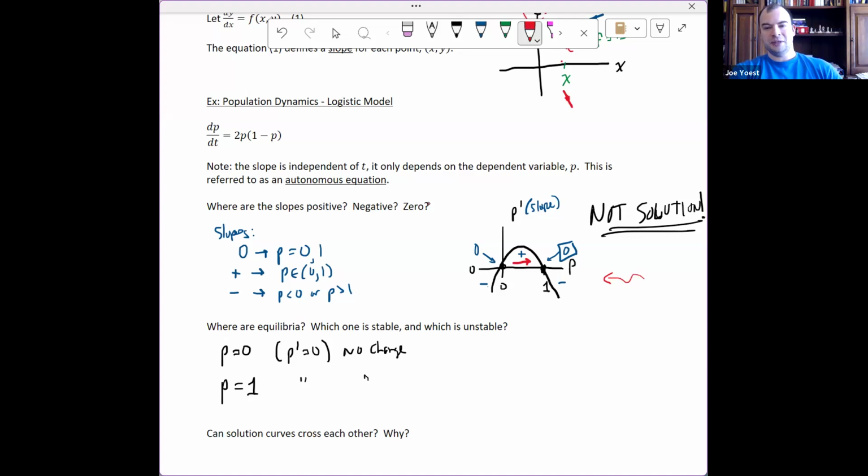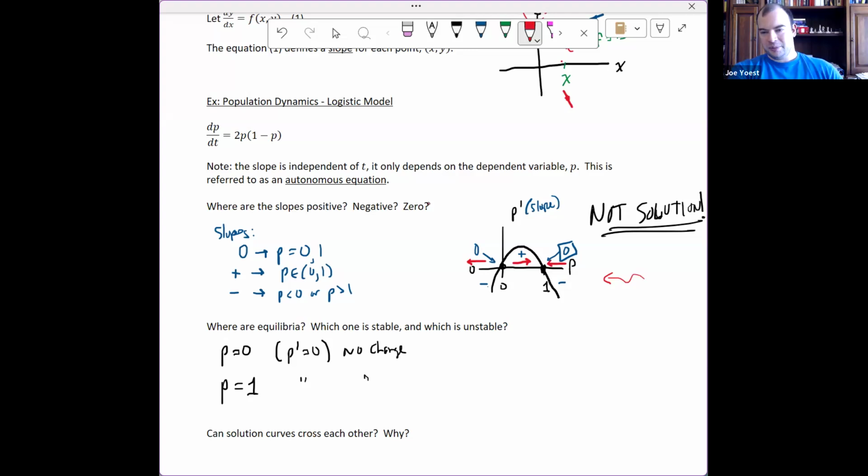We could have negative p, and it will be heading in the negative direction. So if p was at like negative a half, p prime would be negative there. We'd be getting smaller. We'd be going further towards the left. But also if p was out here at like 1.5 or 2, p prime will be negative. My population out here to the right will be getting smaller.